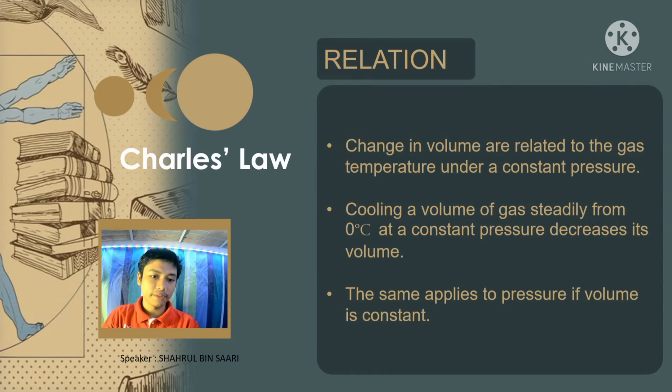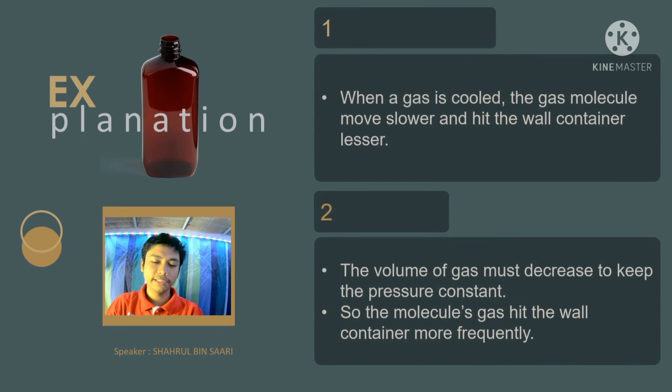I will explain to you about the low temperature Charles' law experiment. We all know that changes in volume are related to the gas temperature under a constant pressure. Cooling a volume of gas steadily from 0 degrees Celsius at a constant pressure decreases its volume. The same applies to the pressure if the volume is constant. This is because when a gas is cooled, the gas molecules move slower and hit the wall of the container less. So the volume of the gas must decrease to keep the pressure constant. So the gas molecules hit the wall of the container more frequently.